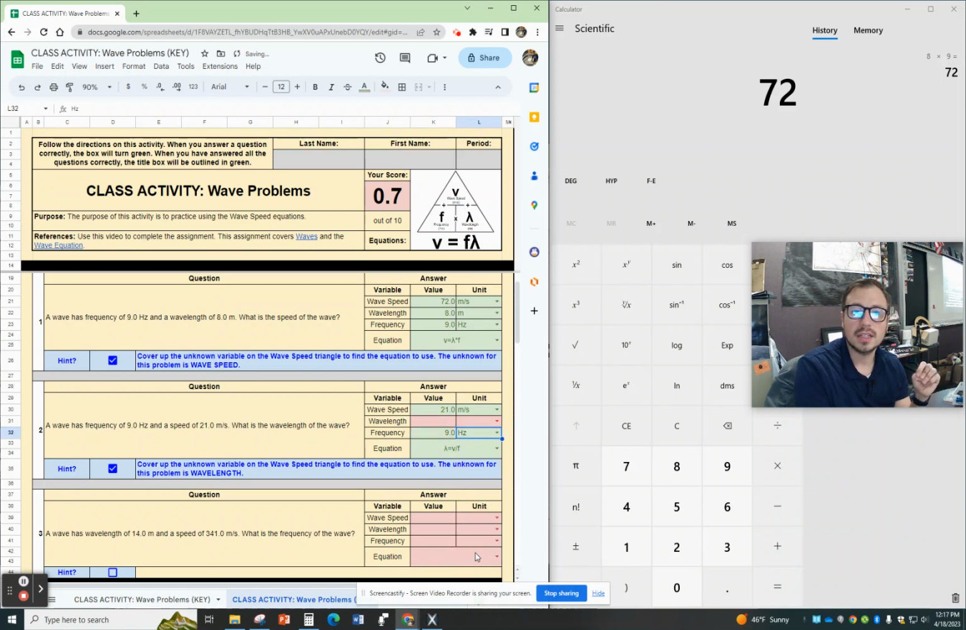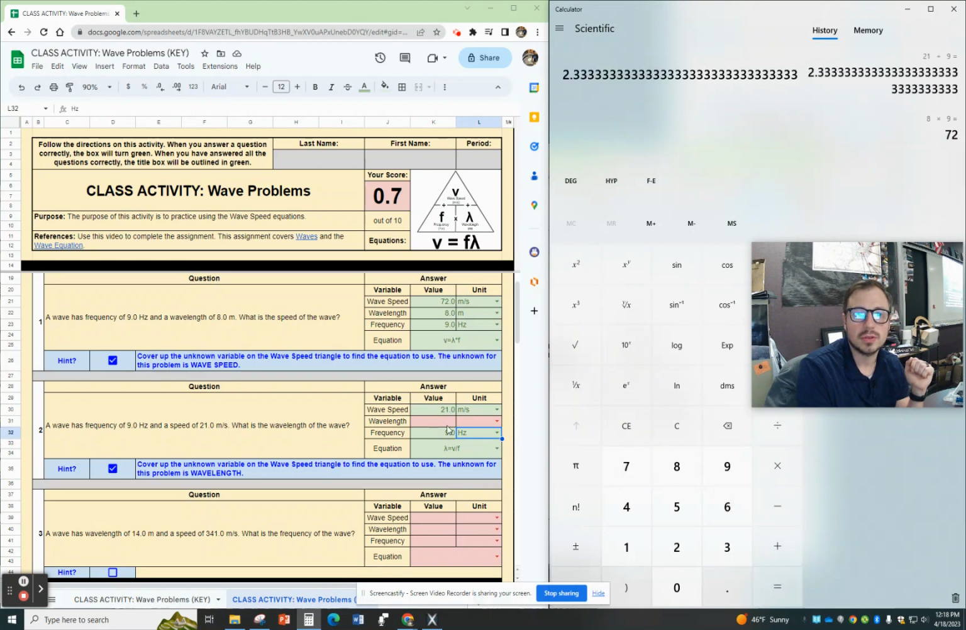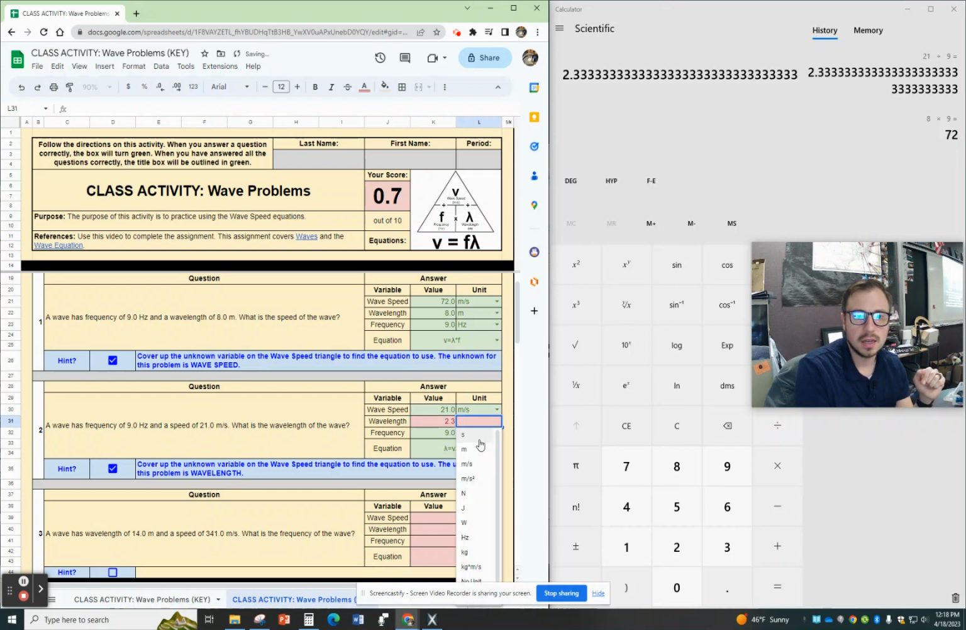Perfect. Then I can just set it up. Let's see here, and I take the wavelength. It's going to be 21 divided by 9. And I get 2.3, right? I can round to the nearest tenth. 2.3. And that is going to be meters.